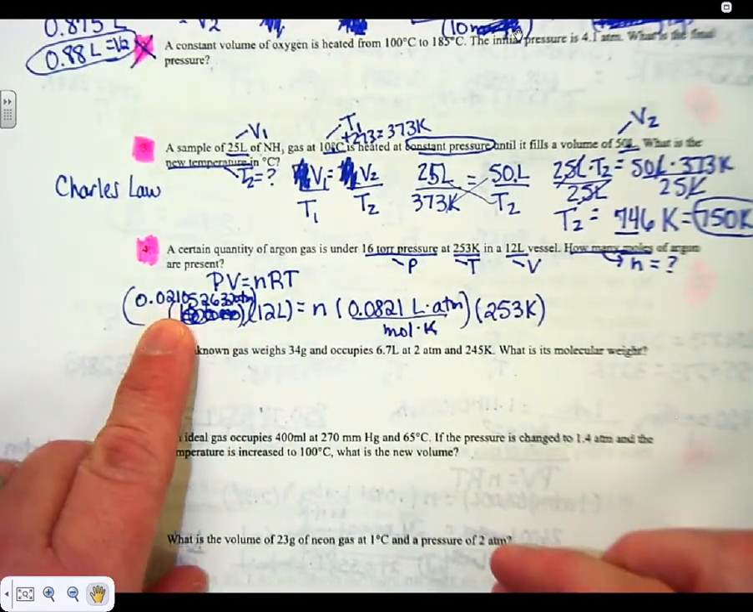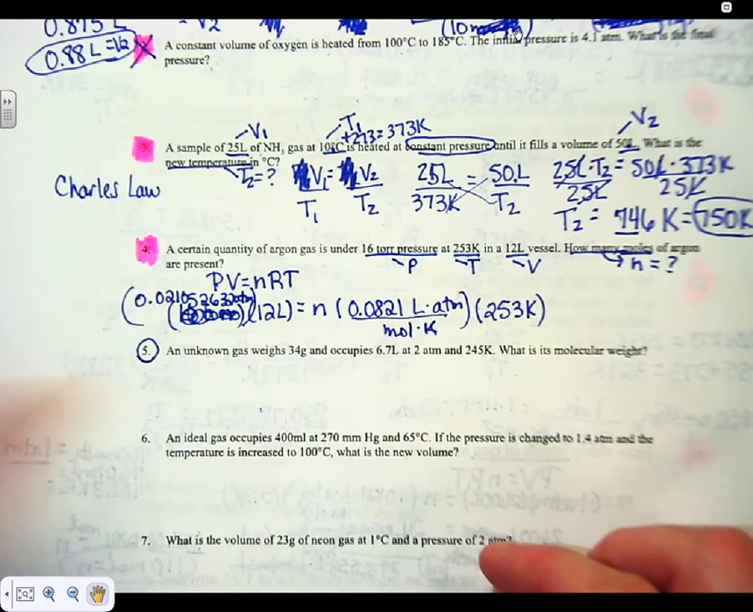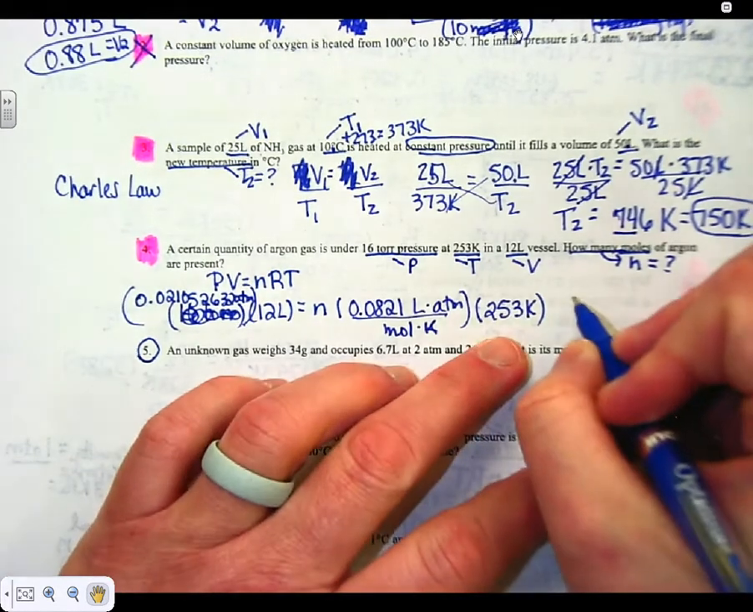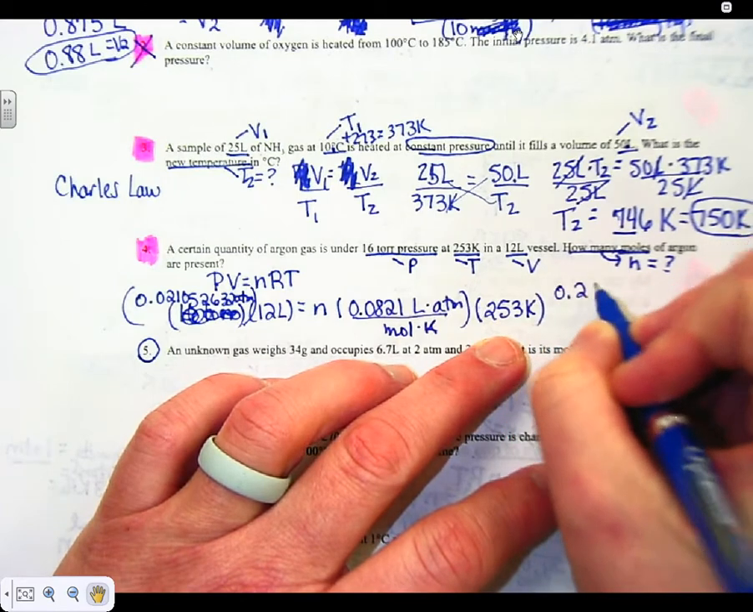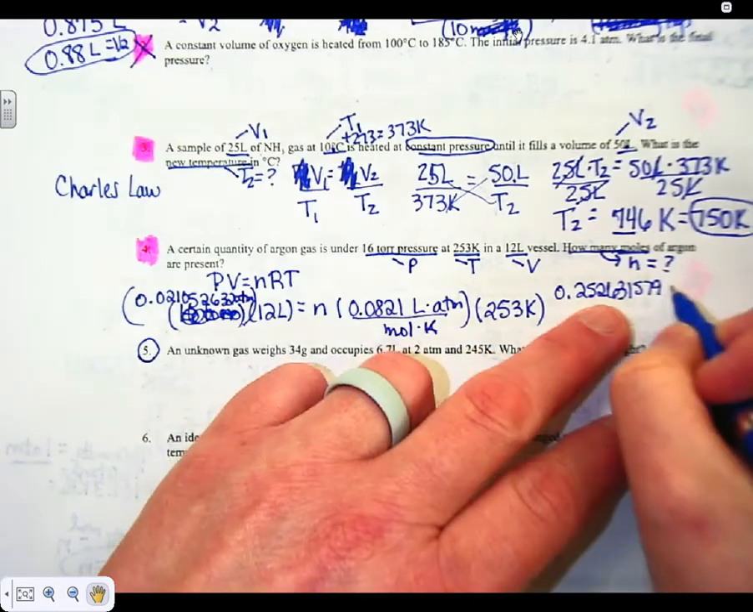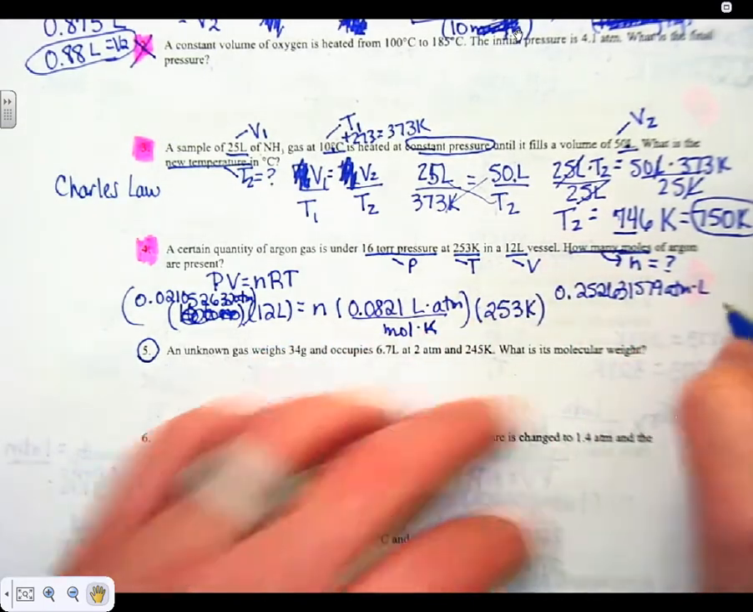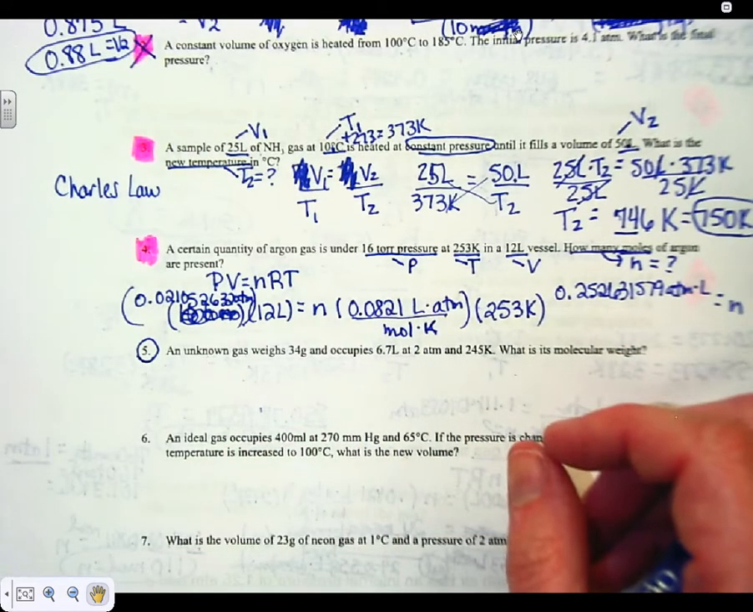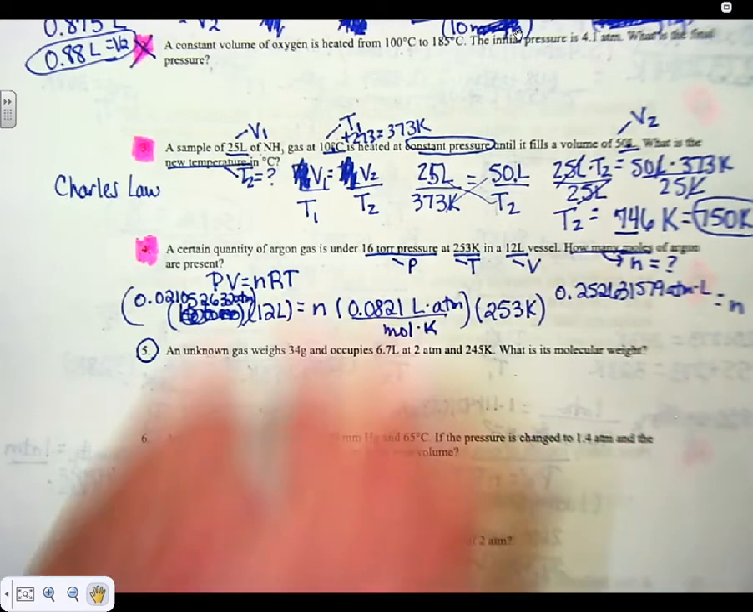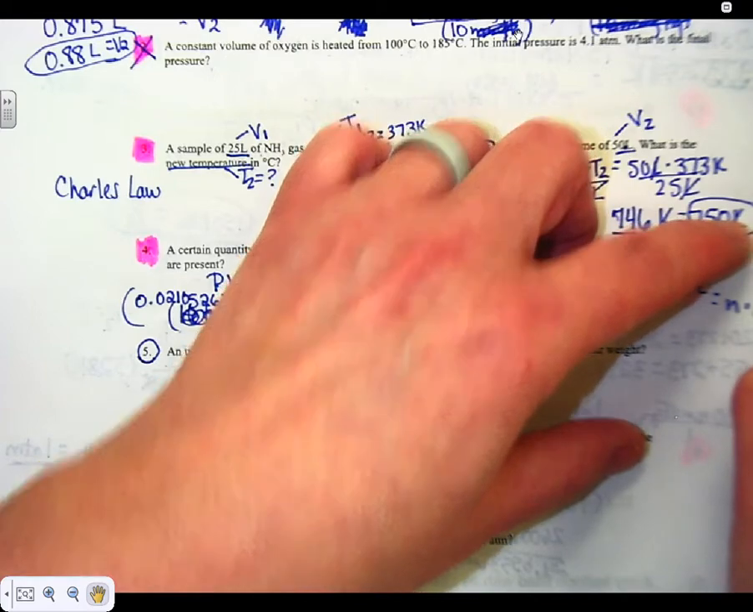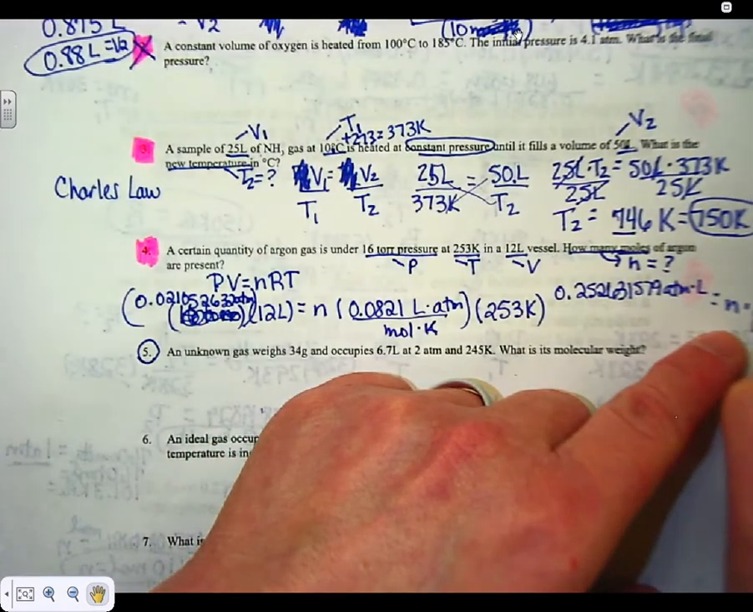All right, so since I already have this number in my calculator, I'm just going to go ahead and multiply here to get an answer on this side. So times 12, and so then I have 0.252631579. And that is atmospheres times liters. And then on the other side, I have n, and I'm going to multiply this out. So 0.0821 times 253 gives me 20.7713, and that is liter atmosphere over mole Kelvin.